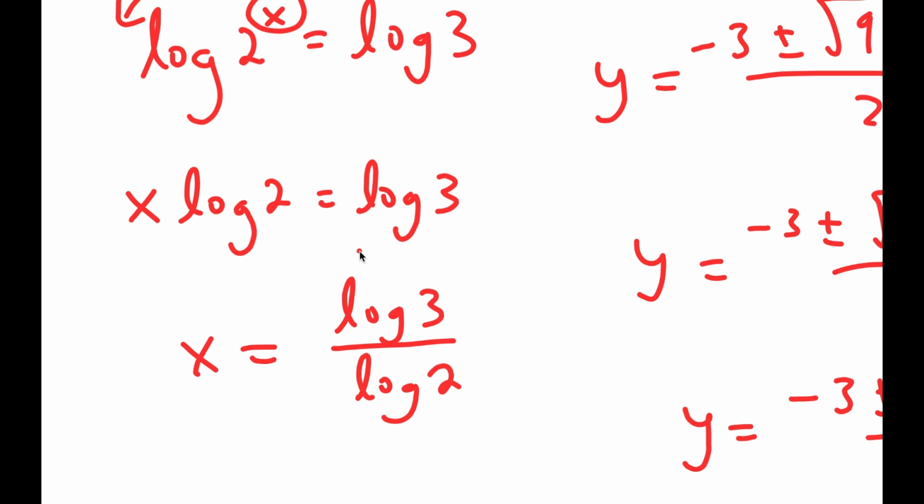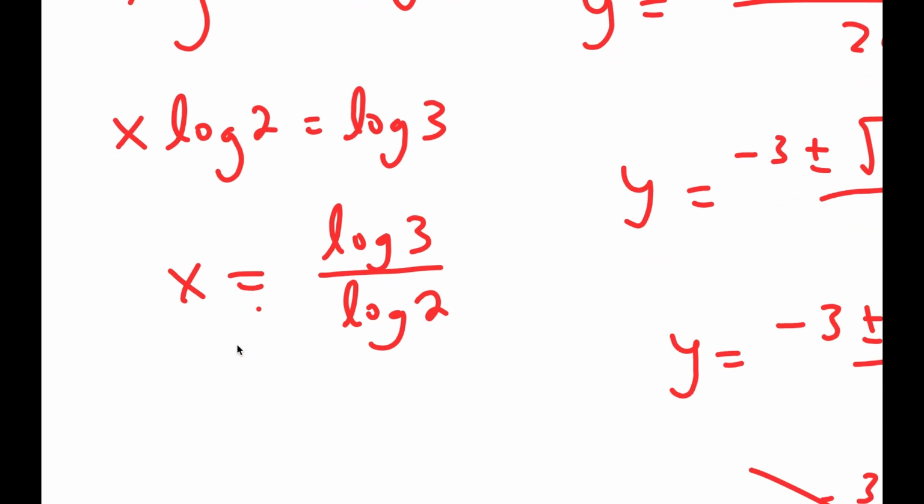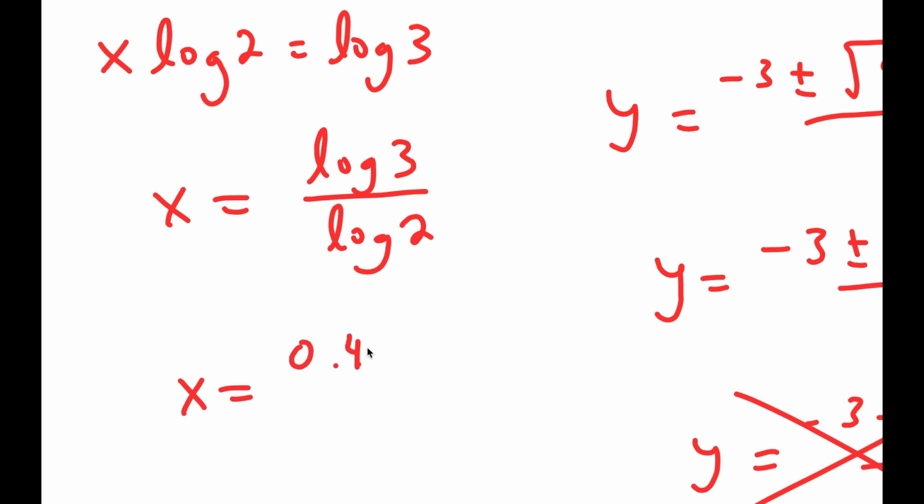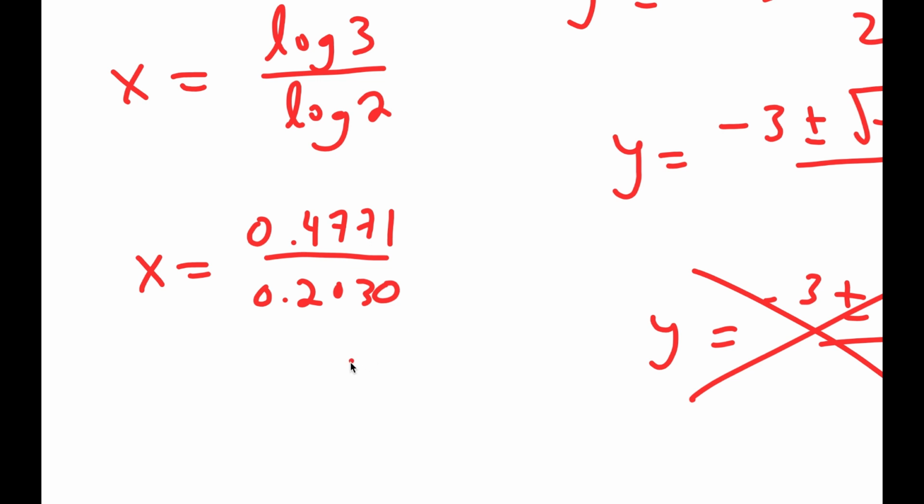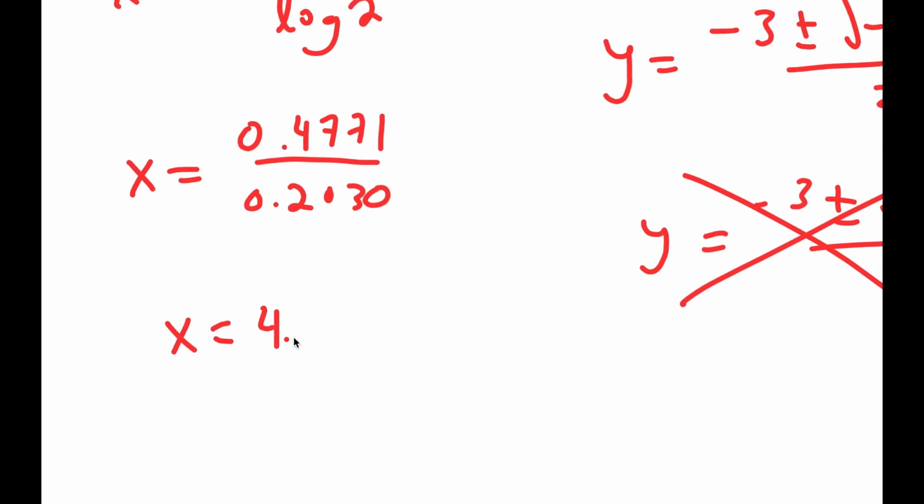Now, log 3 is equal to 0.4771, and log 2 is equal to 0.3010. So log 3 divided by log 2, I can plug this into a calculator. This is equal to 4.192. So this is my answer.